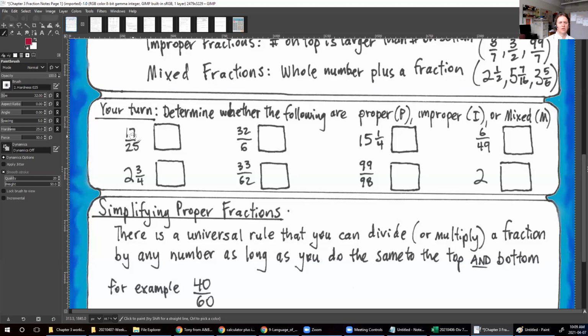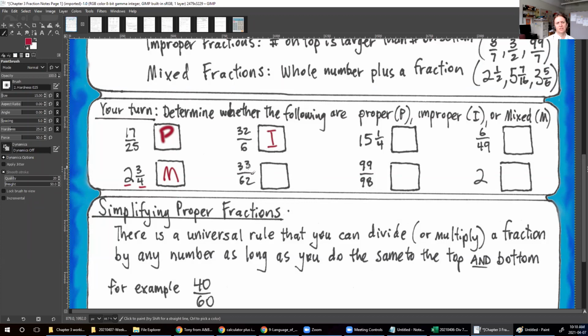So 17 over 25, this is smaller than the bottom number, which means it's a proper fraction. Cool. How about 2 3/4? There's a whole number and there's a fraction, so this is going to be a mixed. 32 over 6. 32 is bigger than 6, so this is top heavy. It's an improper fraction.